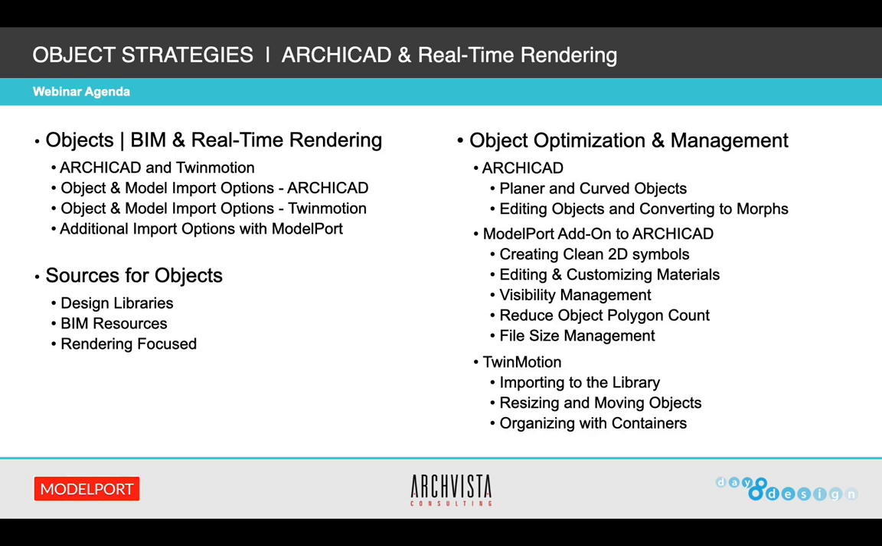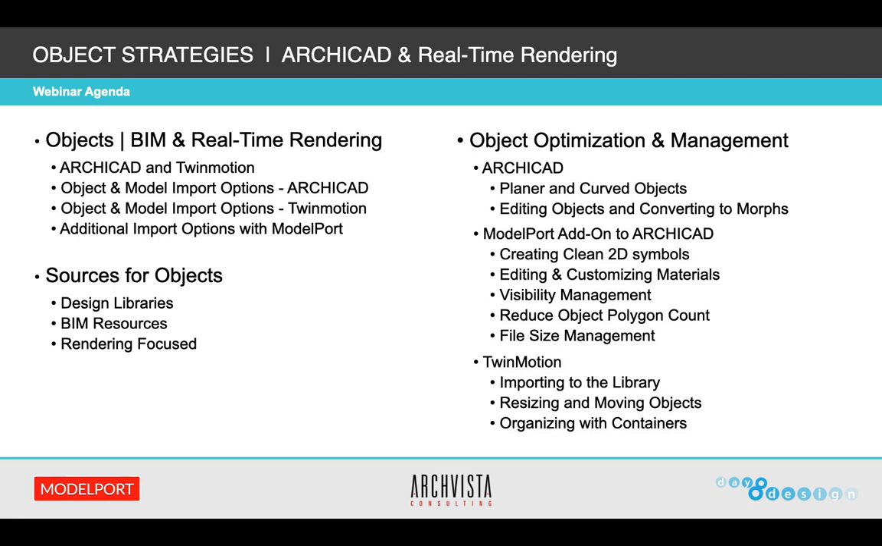So this will be our agenda for today. We're first going to cover a review of objects with BIM and real-time rendering. We'll talk a little bit about ARCHICAD and Twinmotion, object and model import options for ARCHICAD, as well as for Twinmotion, and also additional import options using ModelPort. We'll review several sources for objects, focusing on design libraries, BIM resources, and rendering focused object resources. And then we're going to talk a little bit about object optimization and management.